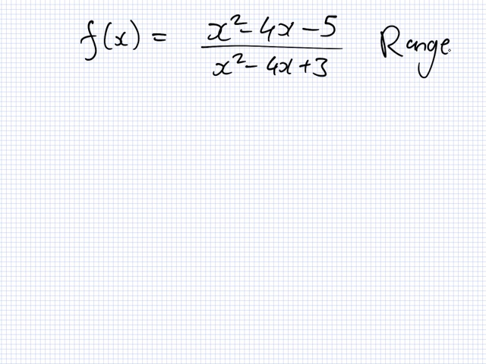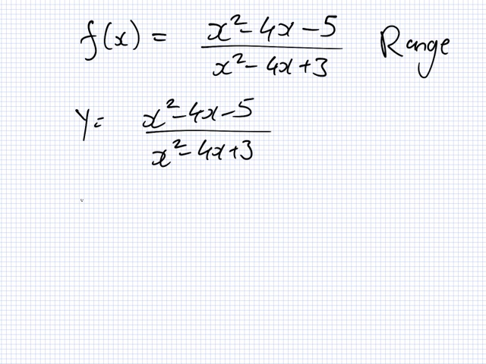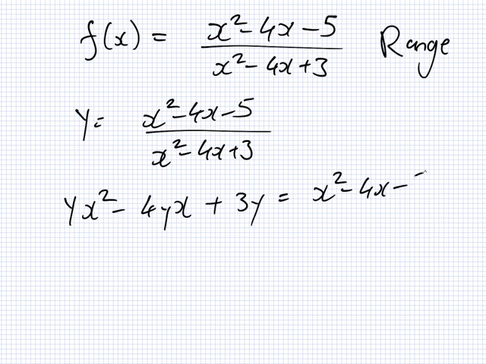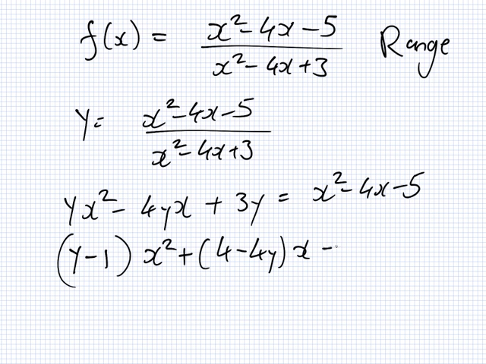Can everybody watch this carefully, because this is the hardest type. So step 1, make it as an equation equal to 0. Y equals x squared minus 4x minus 5 over x squared minus 4x plus 3. So that's yx squared minus 4yx plus 3y equals x squared minus 4x minus 5. Y minus 1 x squared plus 4 minus 4y x plus 3y plus 5 equals 0.